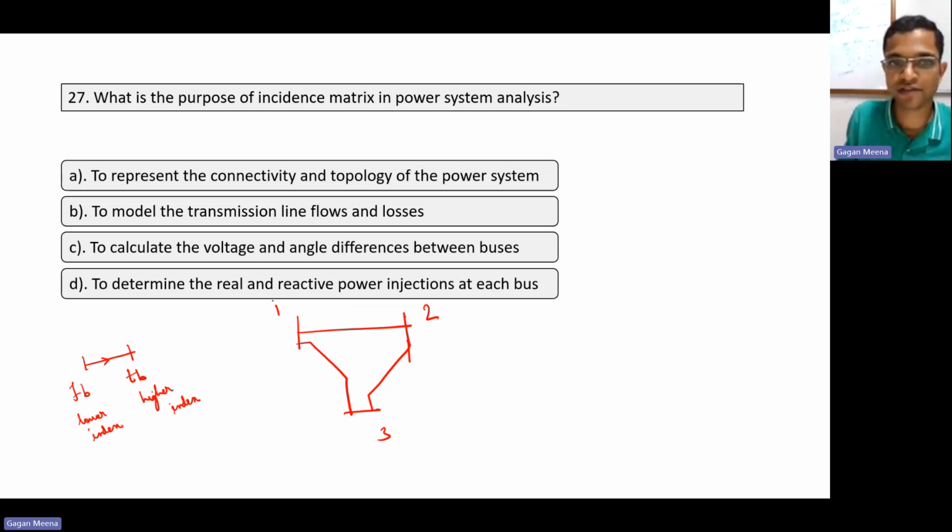Now 1 to 2, this is lower index, right? 1 to 3, 1 is lower. 2 to 3, 2 is lower. So this becomes from bus. 1 to 2, 1 becomes from bus. 1 to 3, 1 becomes from bus. 2 to 3, 2 becomes from bus.